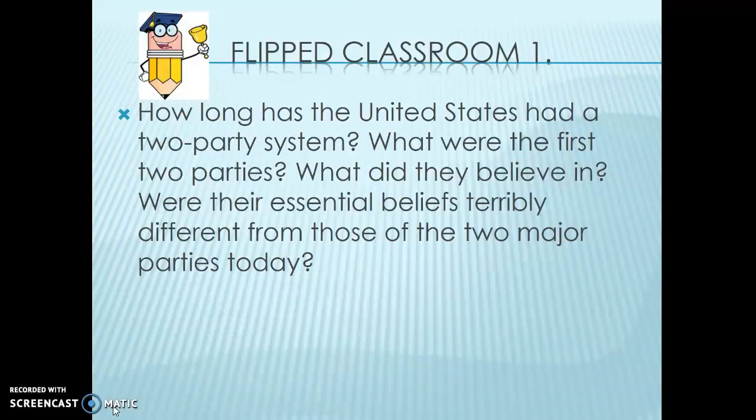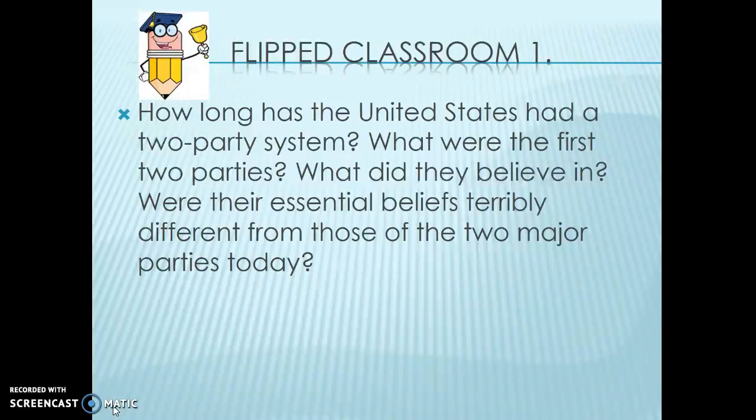So your first question is, how long has the U.S. had a two-party system? What were the first two parties? What did they believe in? And were their essential beliefs terribly different from those of the two major parties today? So this is in your book for the most part. You can use the internet. It doesn't matter to me as long as you have it down.